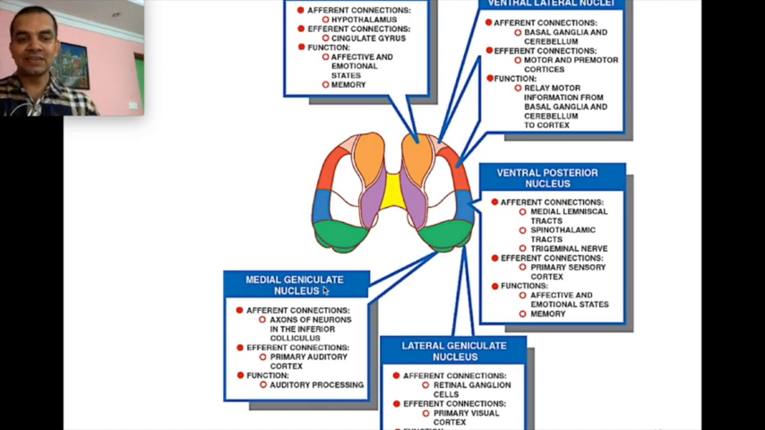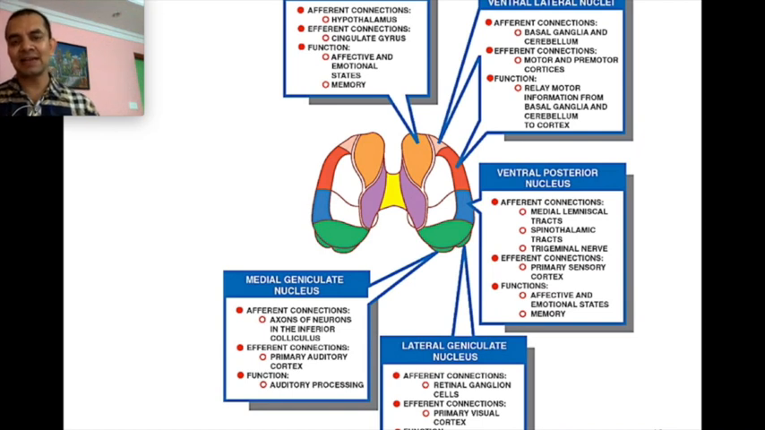Now, we have the medial geniculate nucleus and the lateral geniculate nucleus. The medial geniculate nucleus receives afferents from the inferior colliculus, where the stimulus reaches from the ear, and the efferents are taken to the primary auditory cortex. So, basically this is the auditory connection. And the lateral geniculate nucleus, which is part of the visual pathway, receives afferents from retinal ganglion cells, and efferents go to the primary visual cortex. So, this is part of the visual pathway.